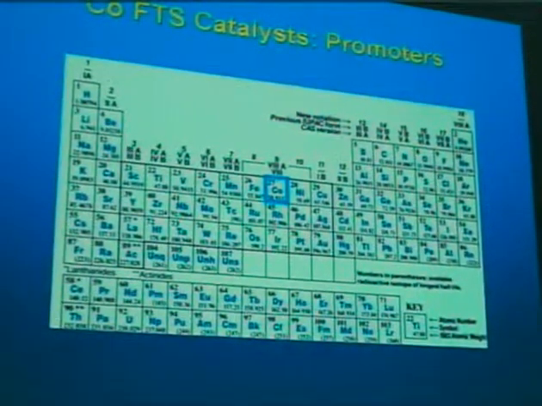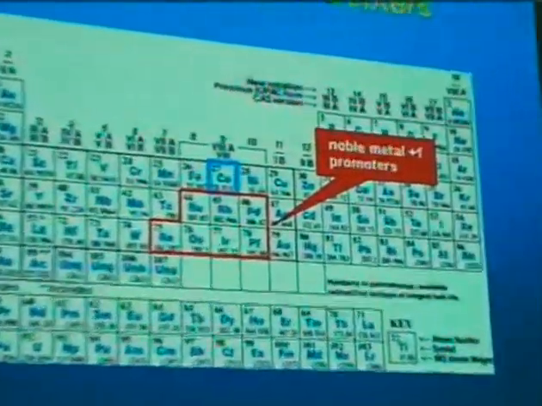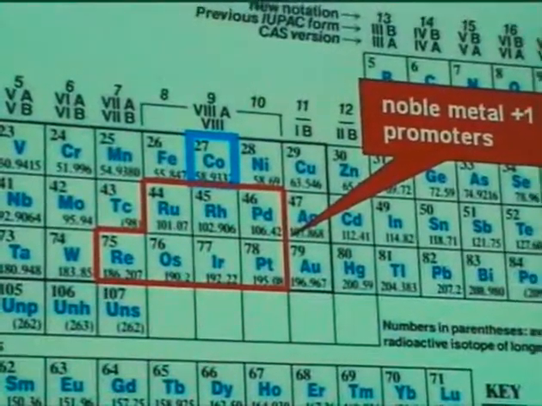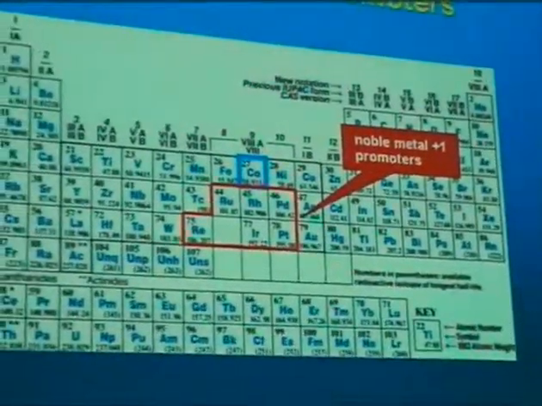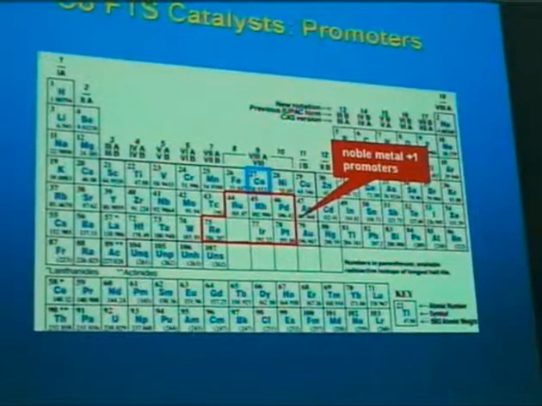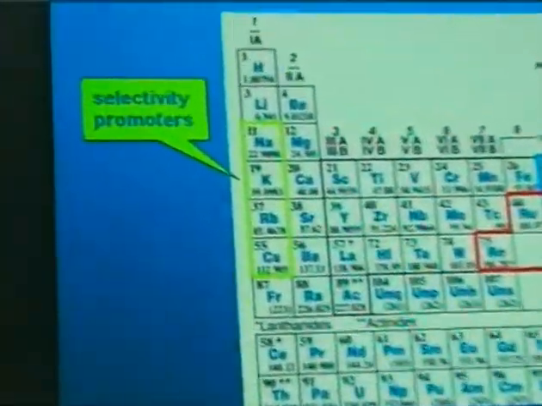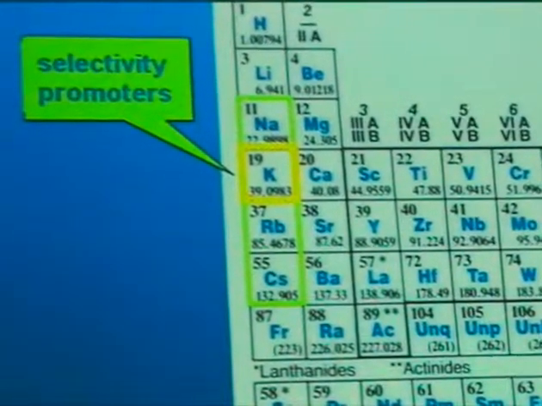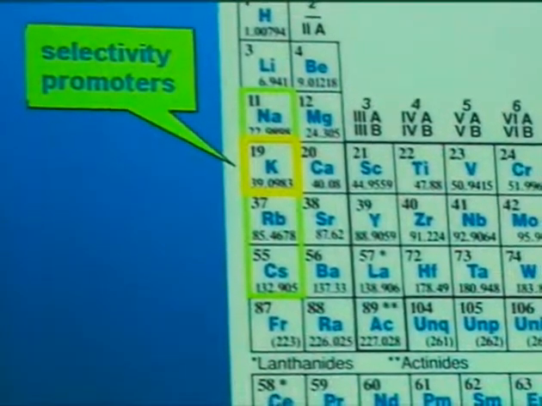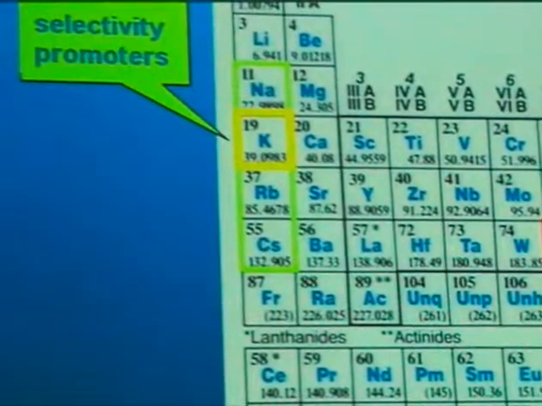Okay, here are the promoters. Cobalt. That's what I call the noble metal plus one promoters because it includes rhenium. And actually we need to take out one of those, because no one in their right mind is going to put osmium in a commercial catalyst because of its toxicity. A lot of catalysts contain a selectivity promoter from the alkali series, and in particular potassium, because cost and effect are sort of balanced there. And that tends to promote chain growth on cobalt catalysts, but at a penalty of rate.